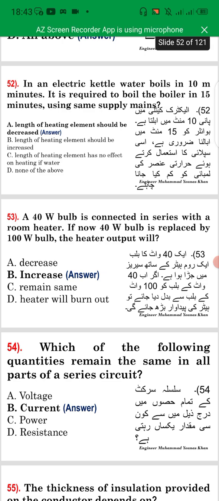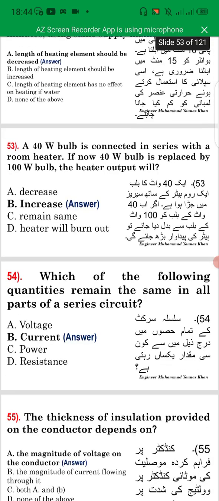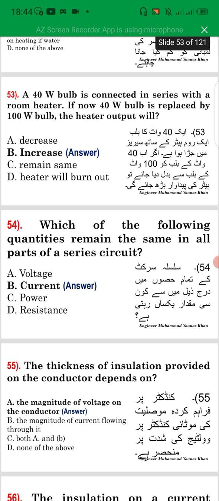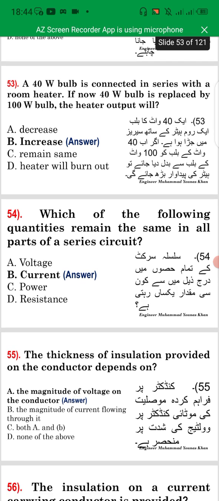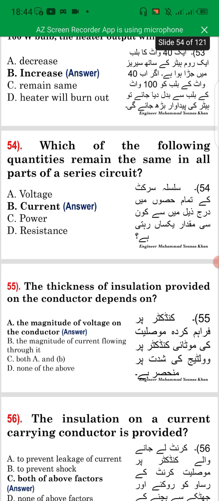Question number 53. If a 40-watt bulb is connected in series with a room heater, and the 40-watt bulb is replaced by a 100-watt bulb, the heater output will decrease, increase, remain same, heater will burn out. Increase. Question number 54. Which of the following quantities remain the same in all parts of a series circuit? Voltage, current, power, resistance. Current.